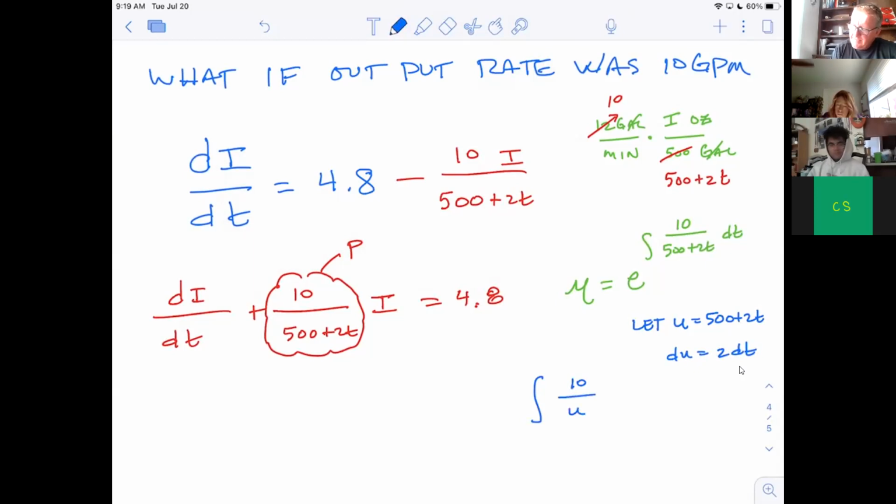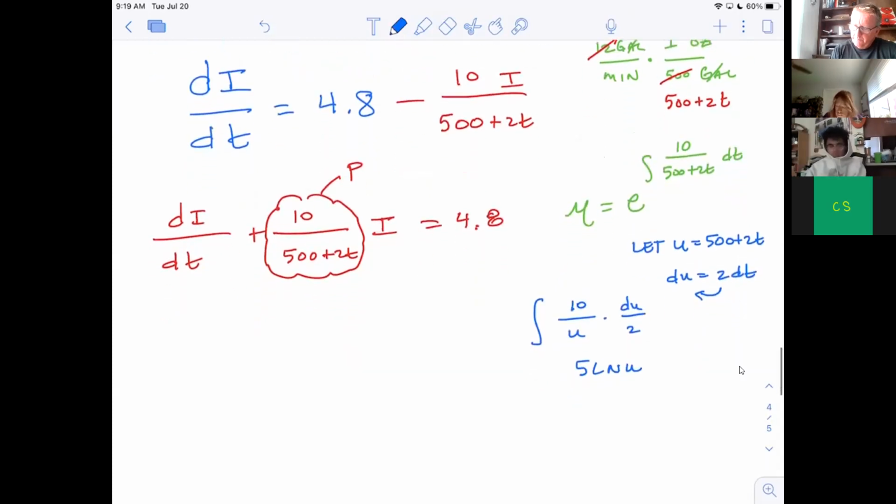But then I got to replace that dt, and notice that dt is equal to du over 2, because I got to move that 2 over. So now I basically have the integral of 5 over u. Oh, that's easy. That's 5 natural log of u. And replacing it, that means mu is equal to e to the 5 natural log of u, or actually 5 natural log of what u was equal to, which is 500 plus 2t.